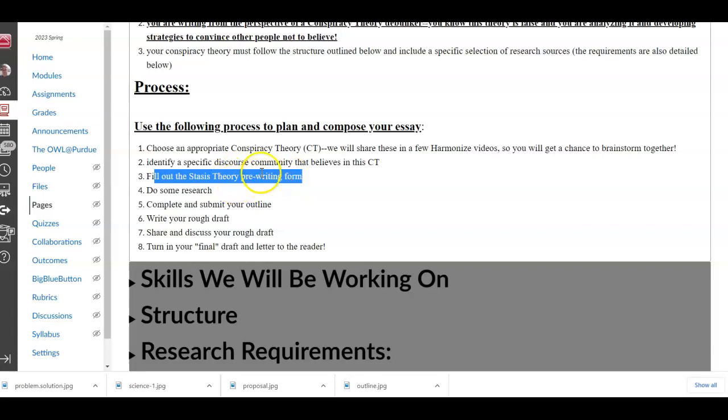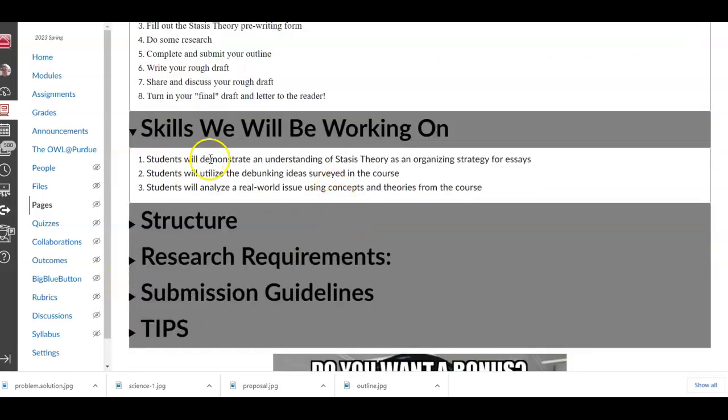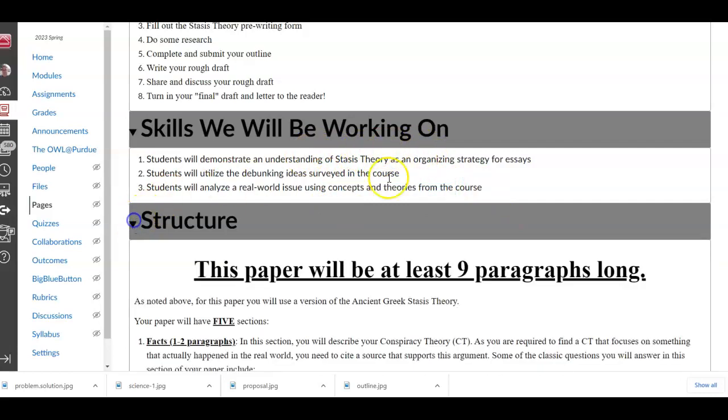Do some research, complete and submit your outline, so a more robust and thought out idea about what your paper will look like. Then you'll write your rough draft, share and discuss your rough draft, do some peer editing, and then turn it in. Okay, so that's the process. Here's the skills that we'll be working on. We're using this really interesting, useful model of inquiry and writing called stasis theory. You are utilizing the skills and the ideas we've been working on in the course to debunk conspiracy theories and analyzing a real world issue using concepts and theories from the course in your own research.